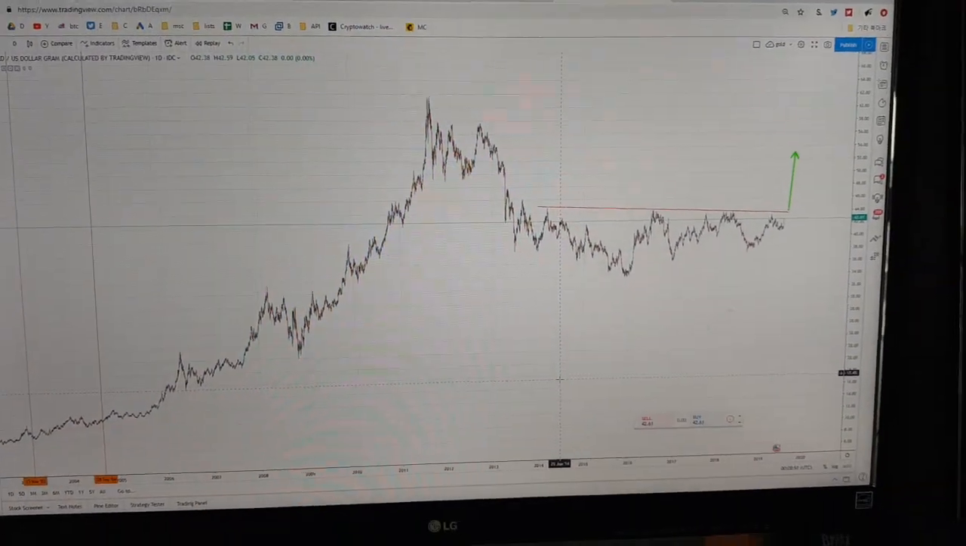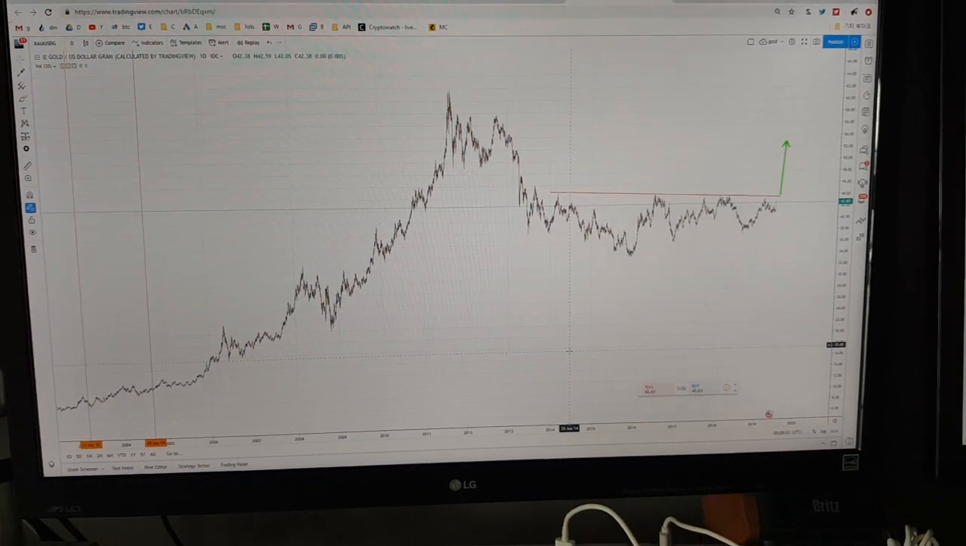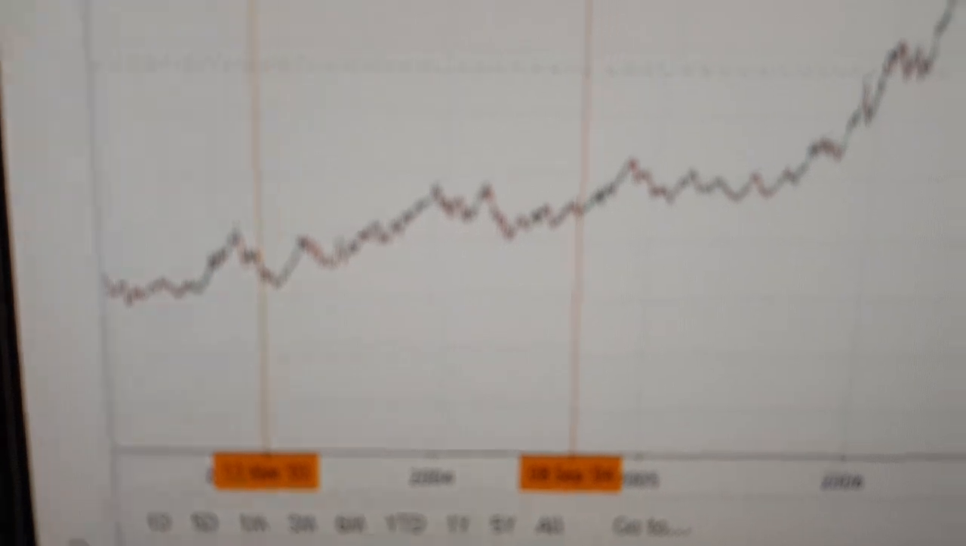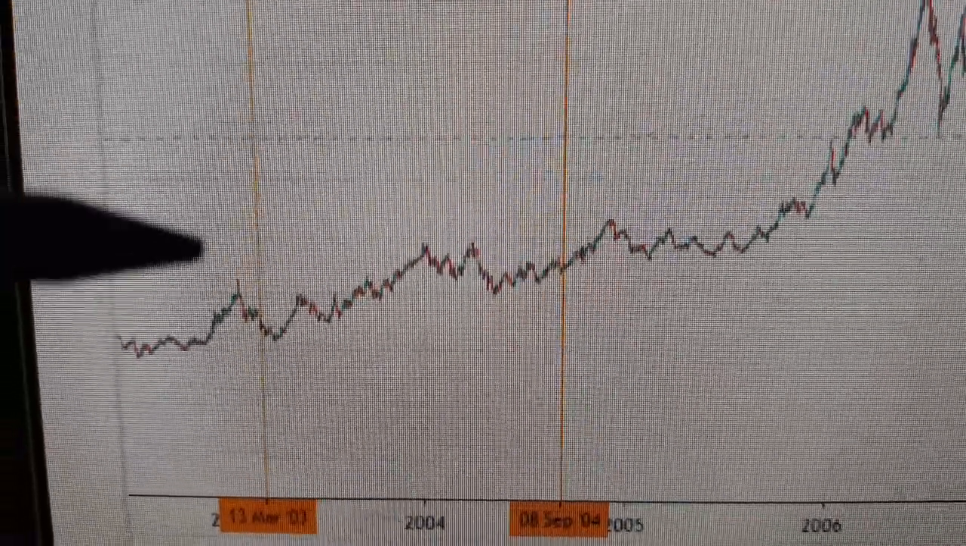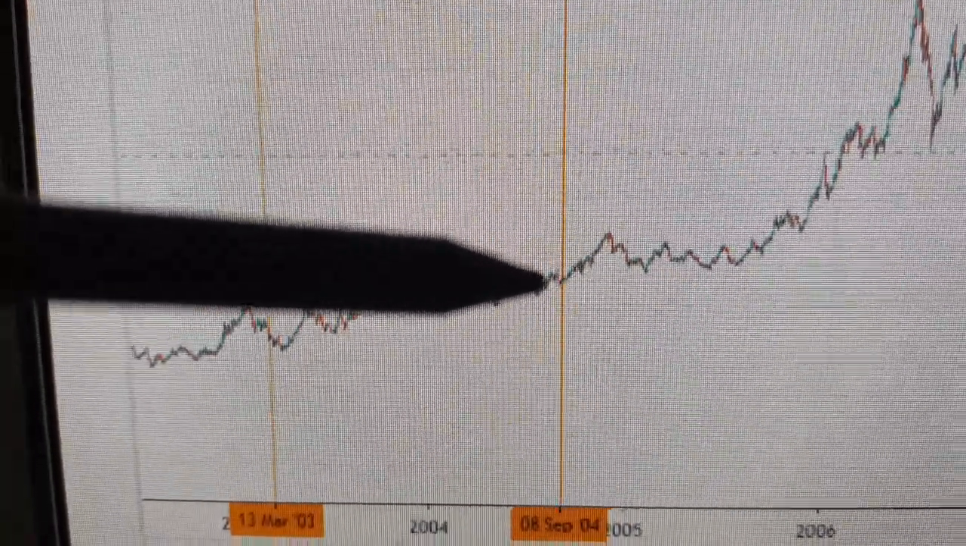Okay, so this is gold. So does that mean that Bitcoin is dead? Let me show you gold's chart. Gold had 2 ETFs. One an Australian ETF here and an American ETF here.